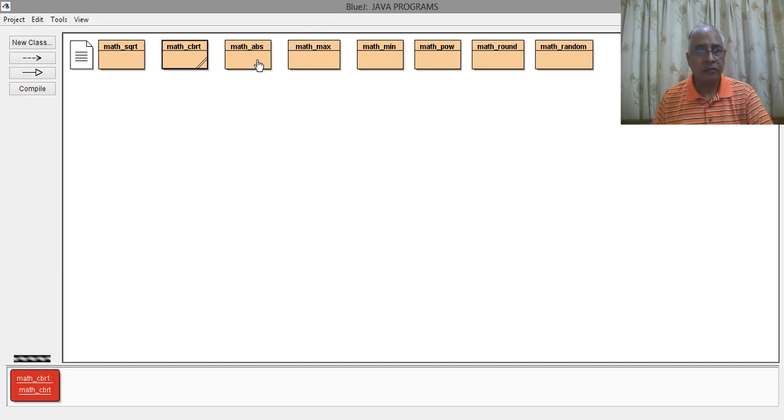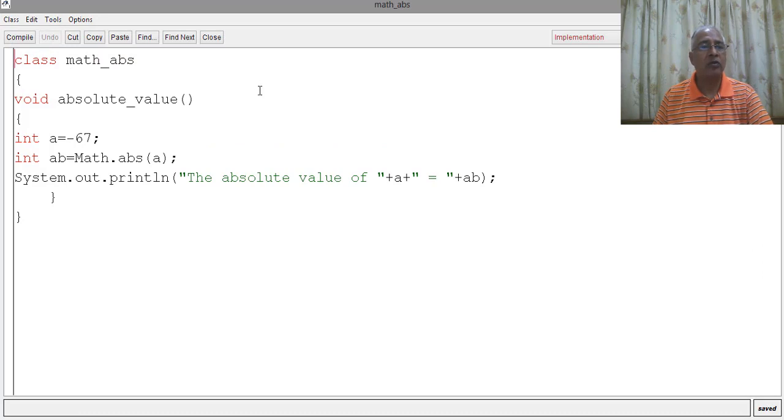Then math.abs. This is to find the absolute value. Math abs, void absolute value. This is the function name. Int a is equal to minus 67. Int ab is equal to math.abs(a). Here I have taken ab as the variable to store the absolute value of minus 67. You see, I have taken minus 67 and integer ab is the variable to hold the absolute value of minus 67.